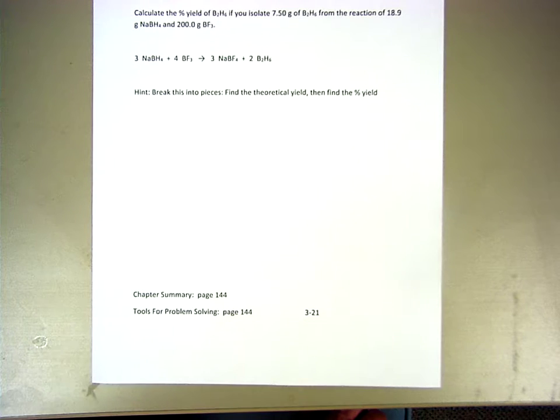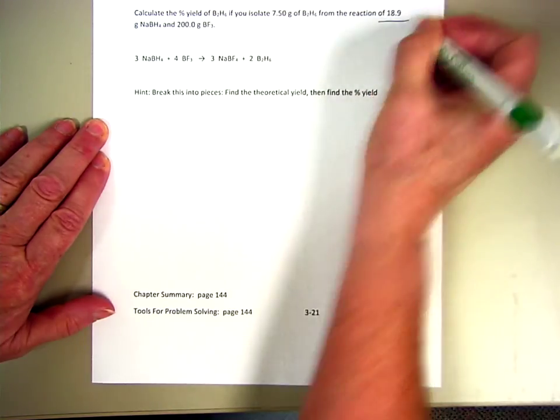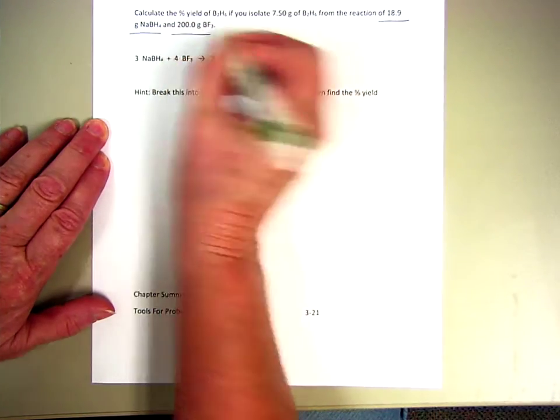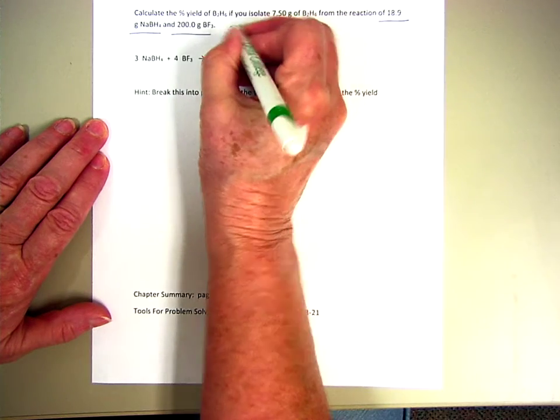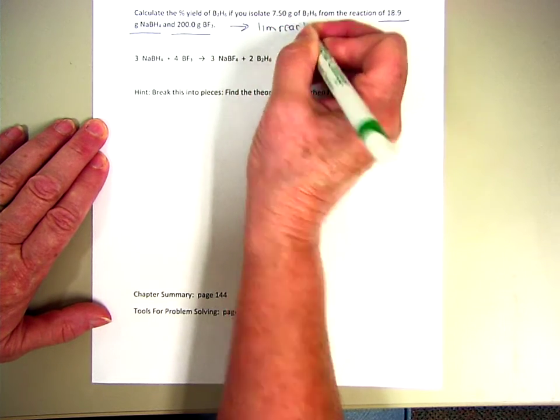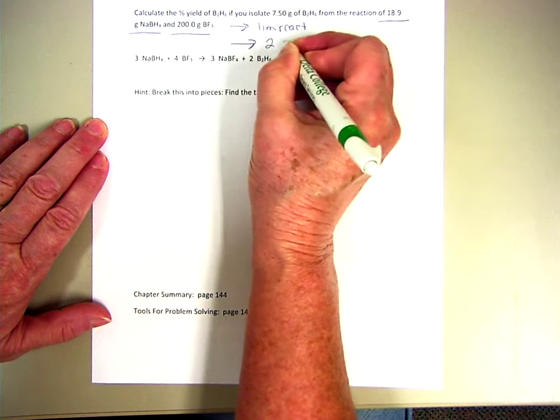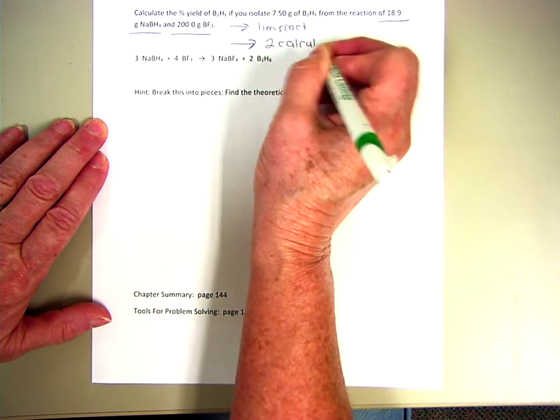The first thing that should strike you when you read this is that you have the amounts of two different reactants given, and that tells me it's a limiting reactant problem, and it tells me that I'm going to have to do a minimum of two calculations.